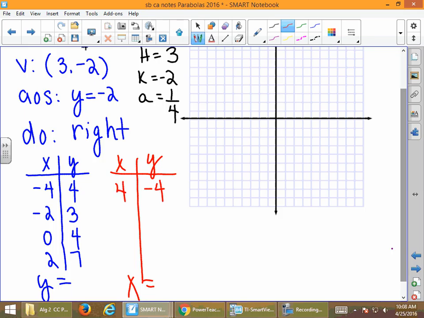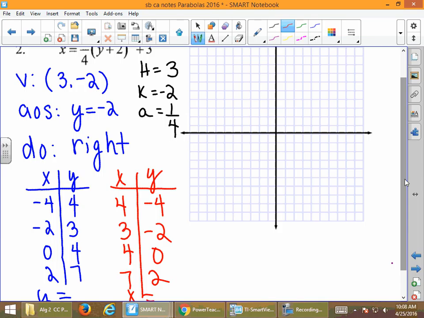So let's switch. Even though most regular TI-84 calculators, and there's probably some way to do it on the calculator, but I have no idea what it is. But now that we know that, we can graph 4, -4. 3, -2.